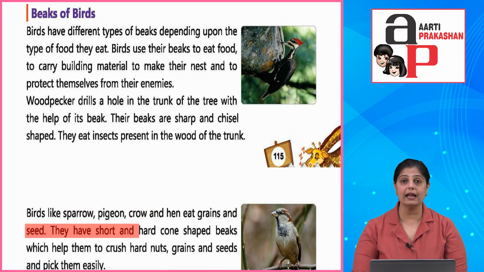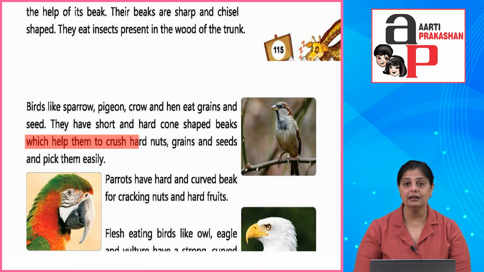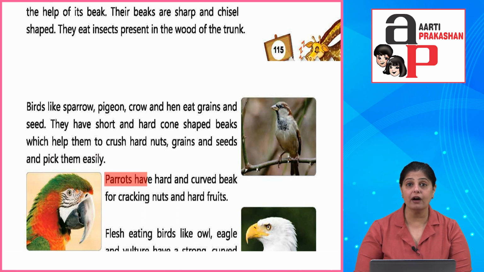So they have short and hard cone shaped beaks which help them to crush nuts, grains and seeds and pick them up easily. तो उनकी जो बीक का शेप है छोटा होता है, शॉर्ट होता है और कोन की शेप का होता है. Okay, parrots have hard and curved beak for cracking nuts and hard fruits.